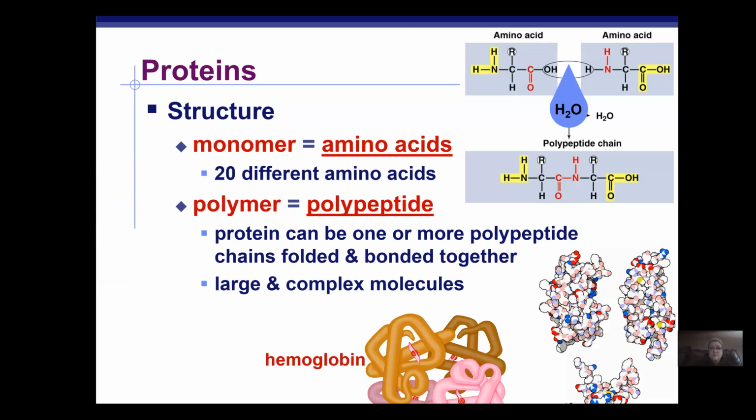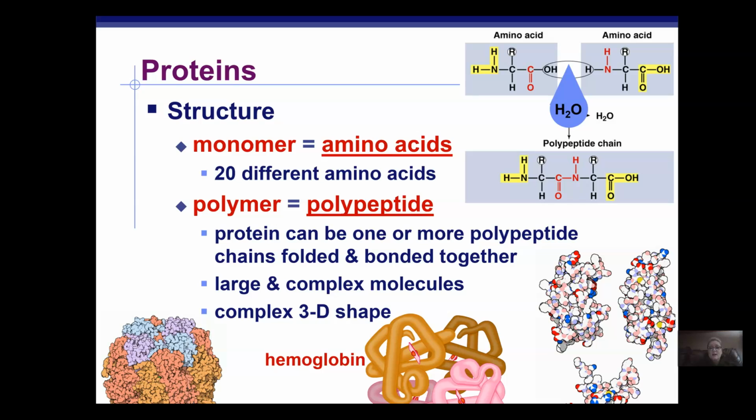The building blocks of proteins are just strings of amino acids, and the structures of the amino acids are coded for by DNA. You probably knew that already. So what does your DNA do? It codes for amino acids in a particular order, and the order of the amino acids determines the type of protein that's being made and the shape of the protein that's being made.